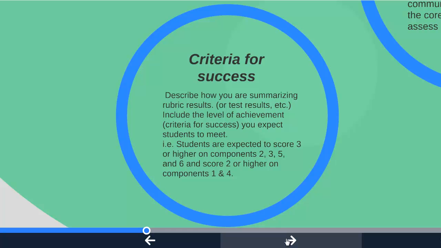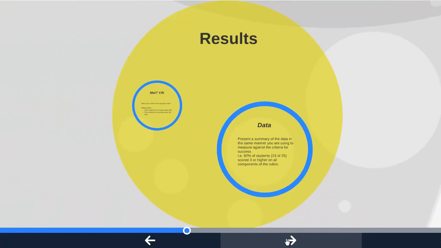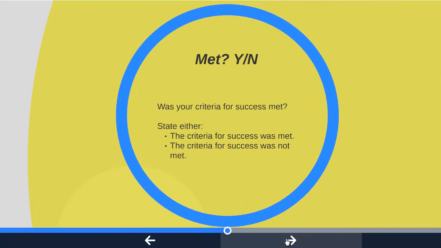The same principle can be applied to exams, if you're looking at an overall exam score, or just looking at the scores of certain questions on the exam. After you've established what you're assessing, present your results. First, have your criteria for success been met? This is a simple yes or no. State either the criteria for success was met or the criteria for success was not met.